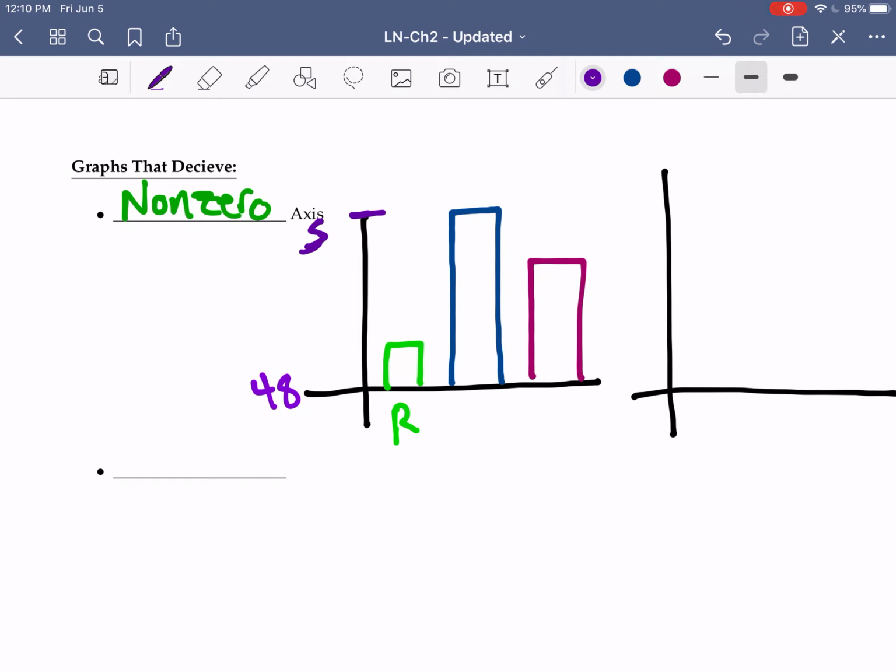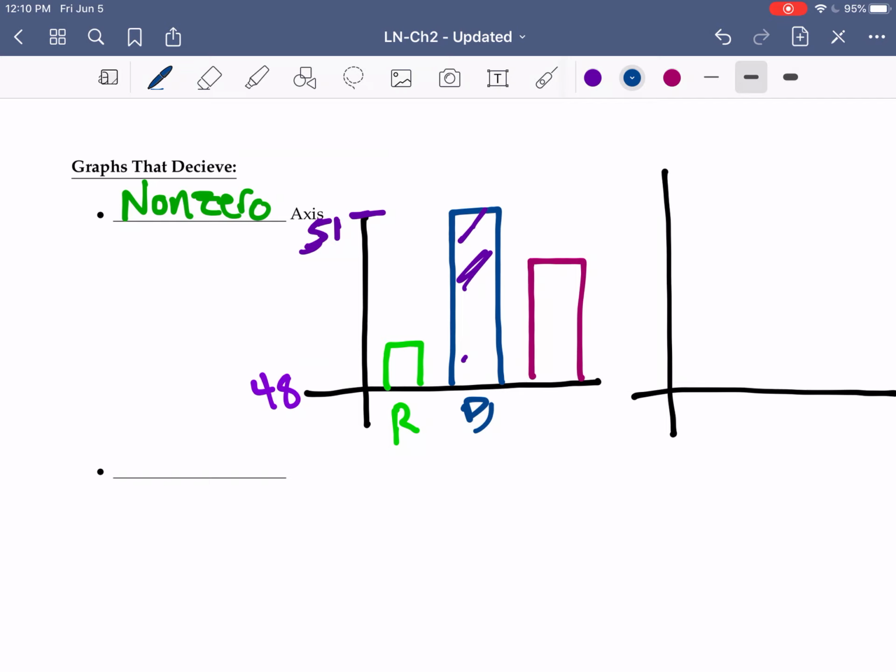is 51, this is pretty misleading, because it looks like the bar associated with the Democrat group is about 3 times as tall as the Republican group.